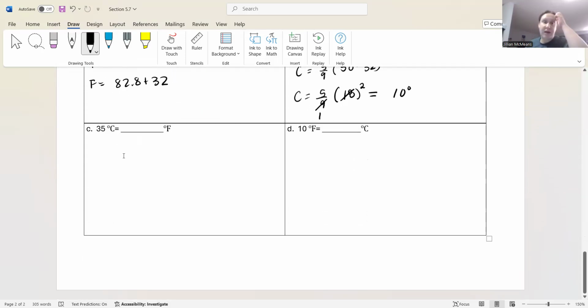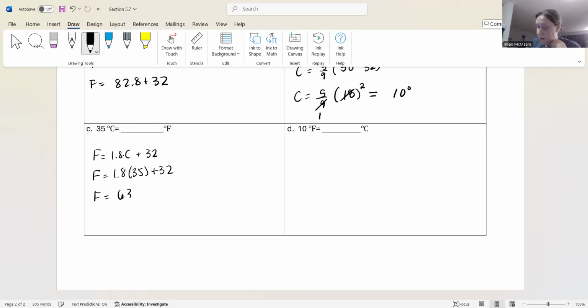Let's scroll down just a smidge. So for part C, we have 35 degrees Celsius. We want to convert it to Fahrenheit. So Fahrenheit is 1.8 times our degrees Celsius plus 32. So we're going to replace C with 35. So I get 1.8 times 35 and then plus 32. So we want to multiply first. So 1.8 times 35 is 63. And then I want to add 32 to that. So Fahrenheit in this case would be 95. So 35 degrees Celsius is 95 degrees in Fahrenheit.